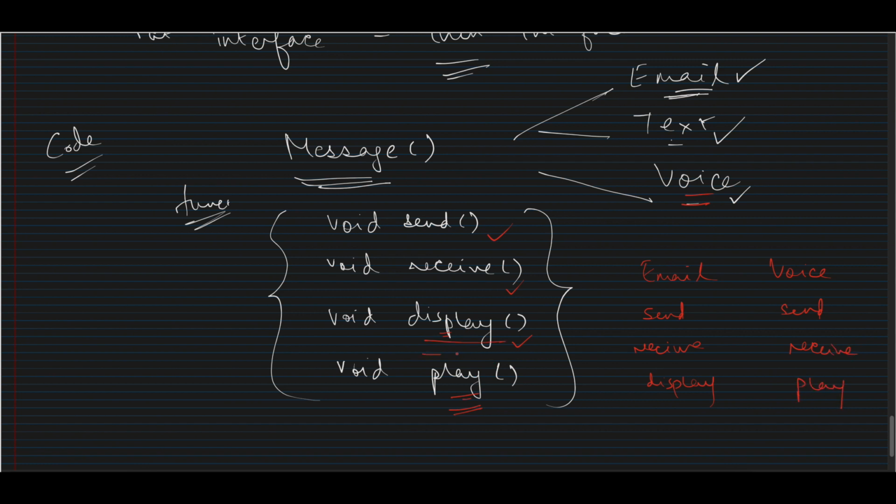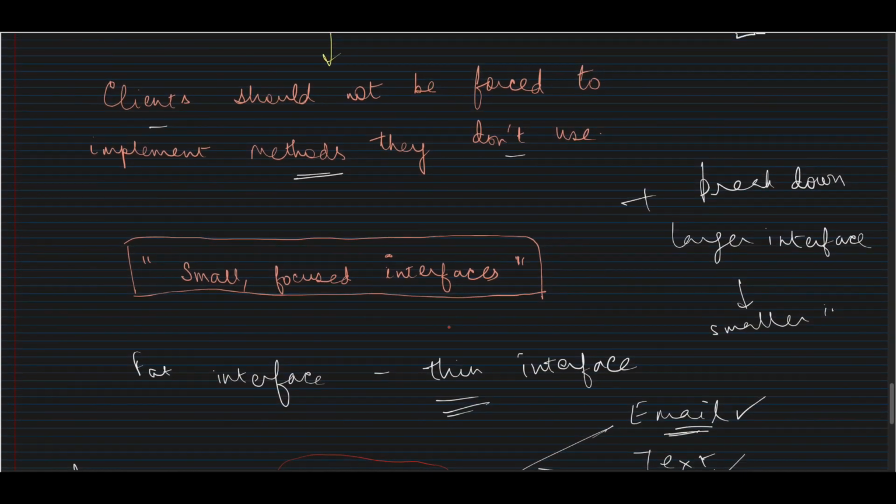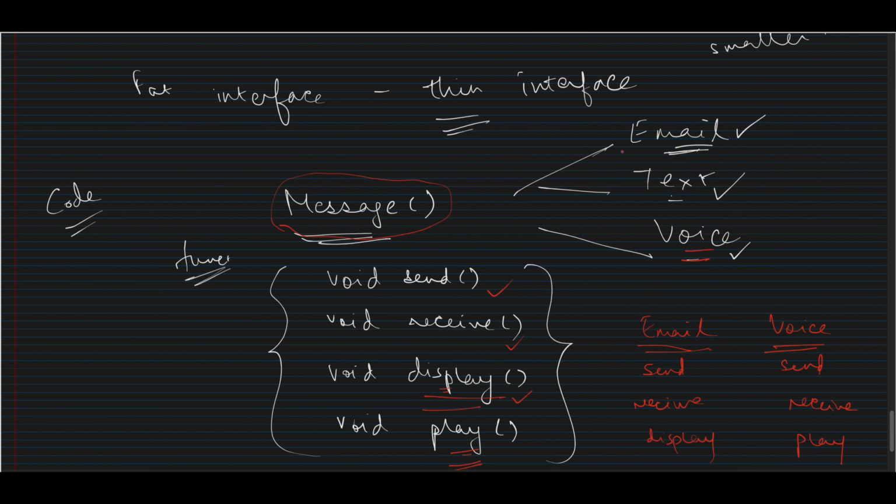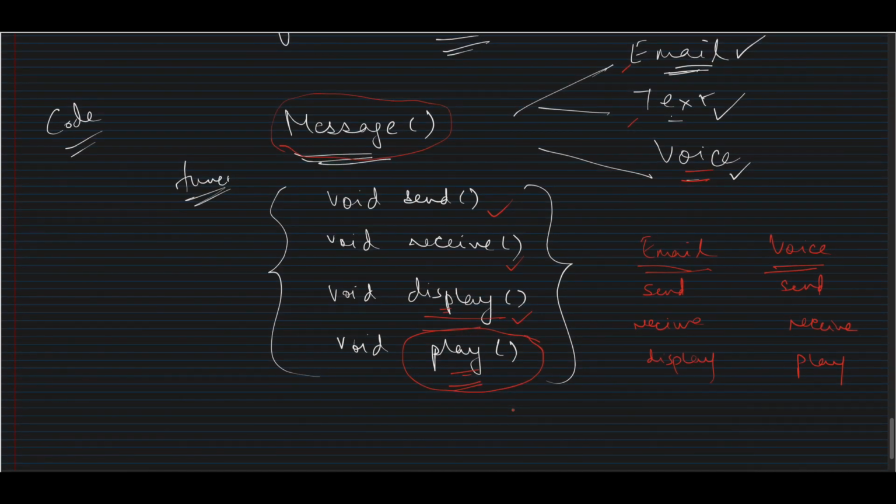So one method, either display or play, is getting unused in each type of message, be it the voice message, the text message, or the email message. This message interface has unrelated methods which are not needed. The principle says clients should not be forced to implement methods they don't use. Here email and text message are forced to implement the play method. They will not implement it, they will just throw an unsupported operation: email messages can't be played. Voice will throw unsupported operation for the display method, because I cannot display a voice message.